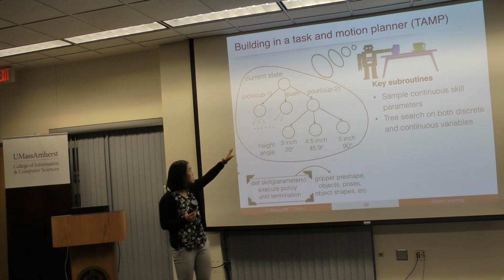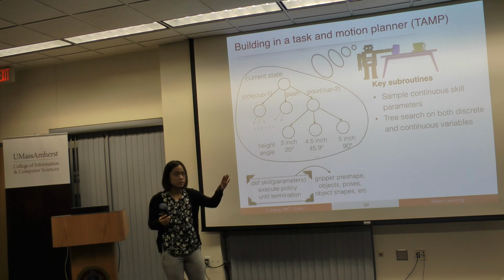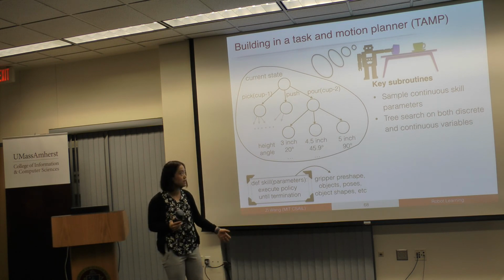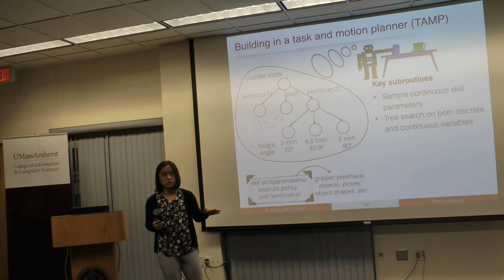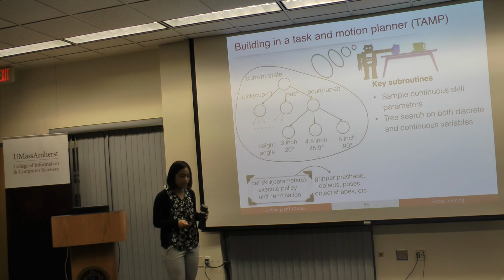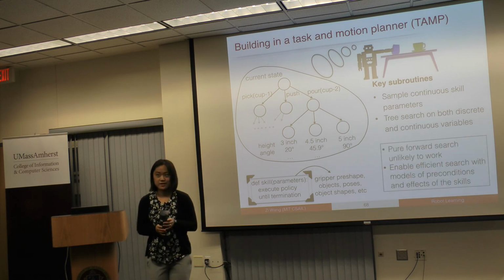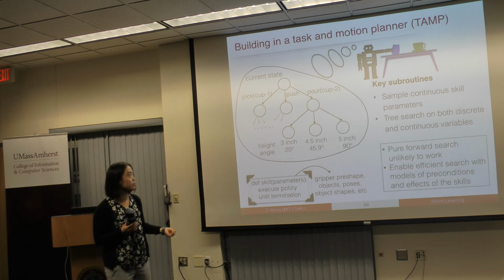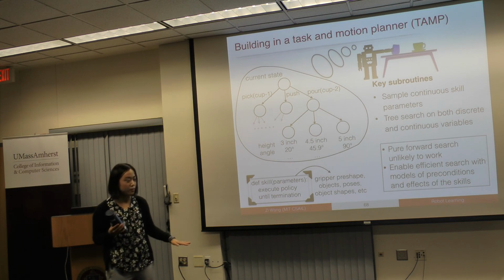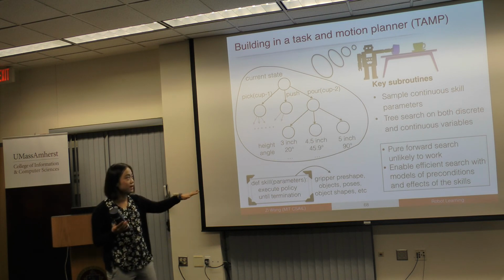And then when it's trying to do the search for these different skills, it needs to sample the continuous skill parameters and then do the search on both the discrete and continuous variables. All right, so this is really a one-page, really simplified, probably oversimplified view of this approach.